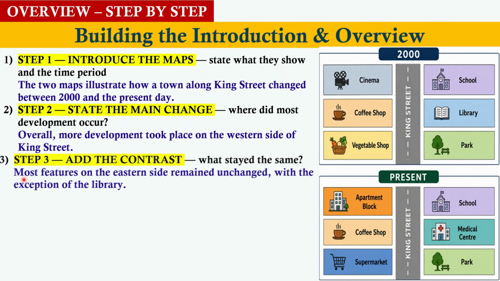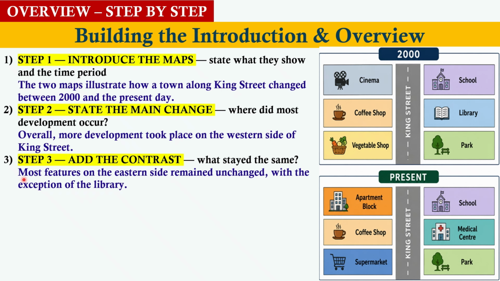Step 3. Add the contrast. Most features on the eastern side remained unchanged, with the exception of the library.